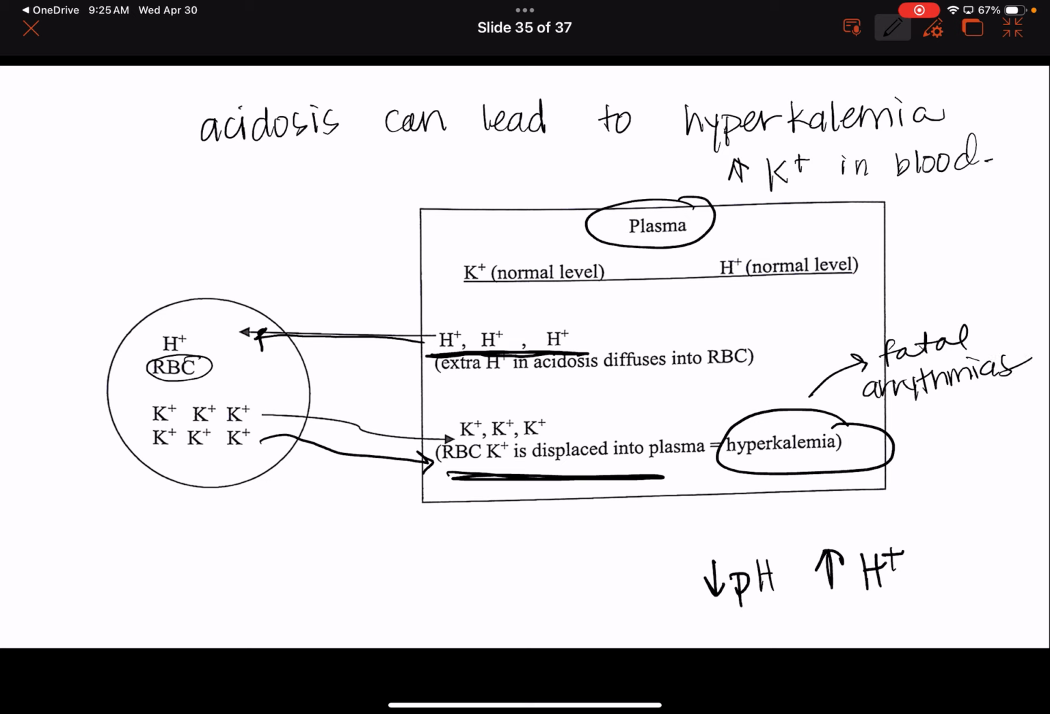So usually when somebody is experiencing acidosis, they will also experience hyperkalemia because too many hydrogen ions are going into their red blood cells, and then your red blood cells are exchanging that with potassium, putting too much potassium in the blood. Okay.